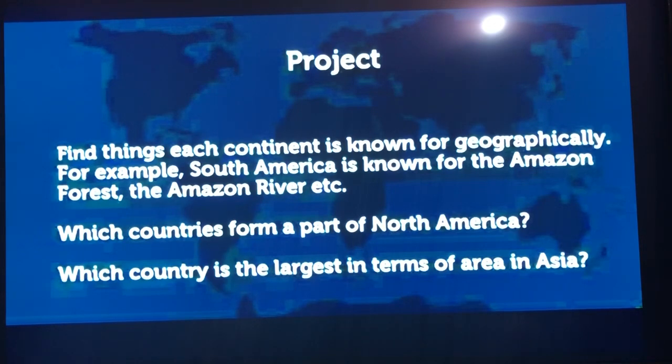The first question is, find what each continent is known for geographically. For example, South America is known for the Amazon forest, the Amazon River, etc. Which countries form a part of North America? Which country is the largest in terms of area in Asia? So these are some questions you have to solve after watching the video. So I'm going to show you another video and afterwards we're going to have some questions regarding that.